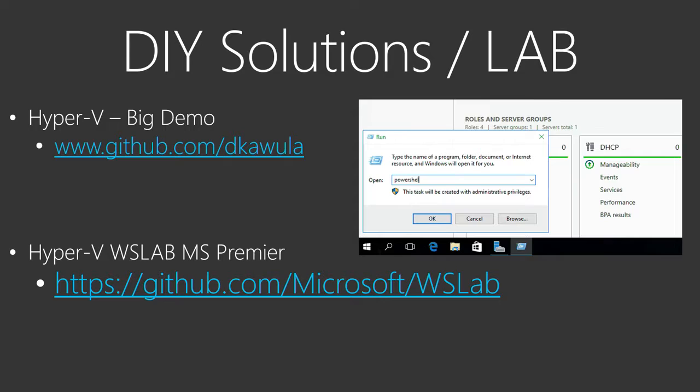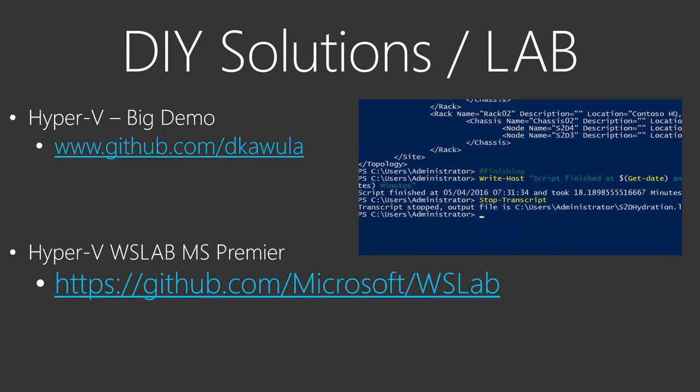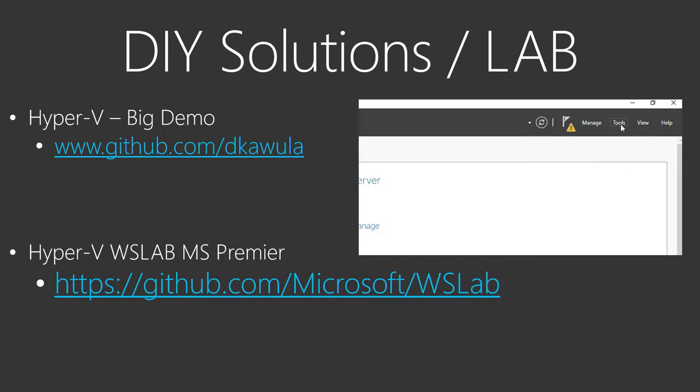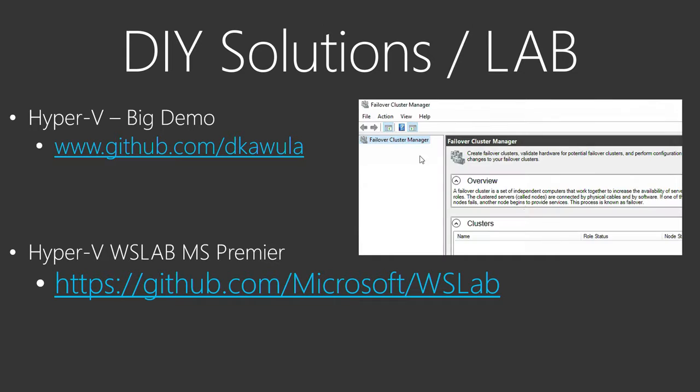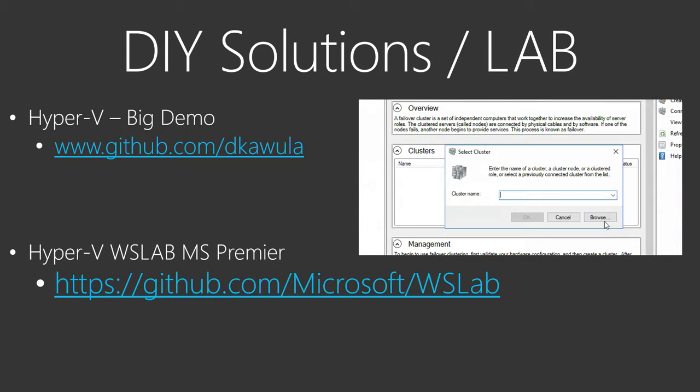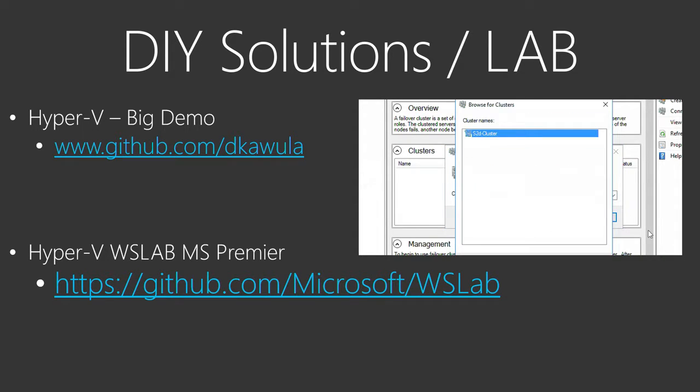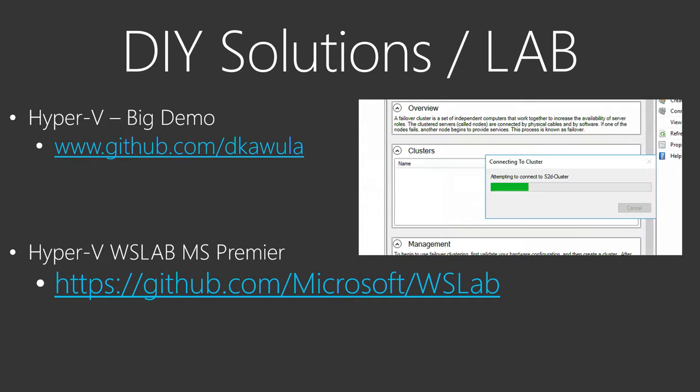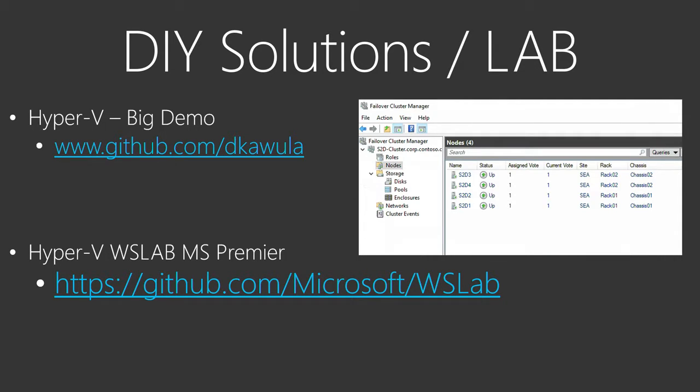Now, one thing I do want to point out is that it does say WS Lab, so you think it's just for a lab. Not true. You can actually use this for production level builds as well, because you can build bare metal gear with this. If you love PowerShell, you love desired state configuration, that's your guy. Check it out.